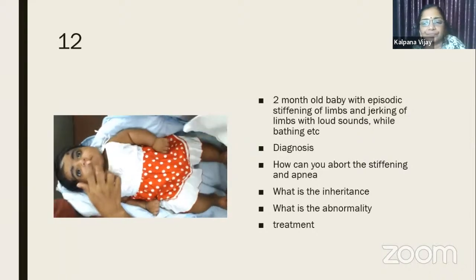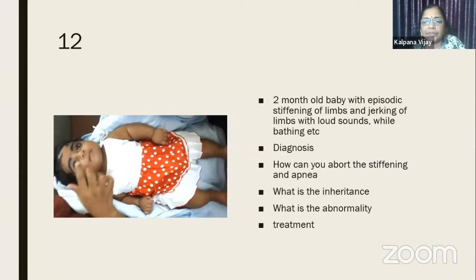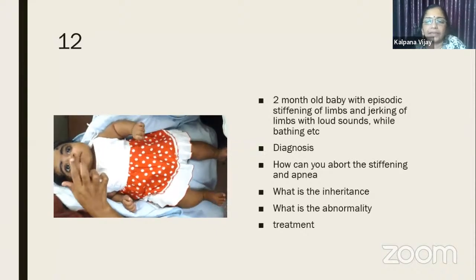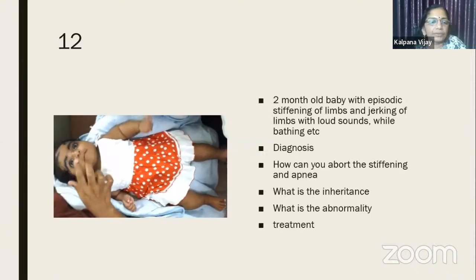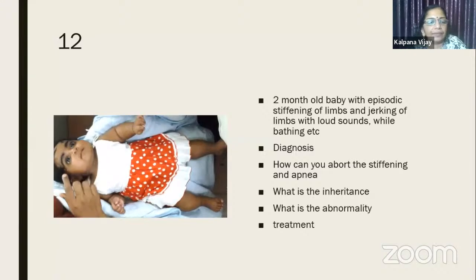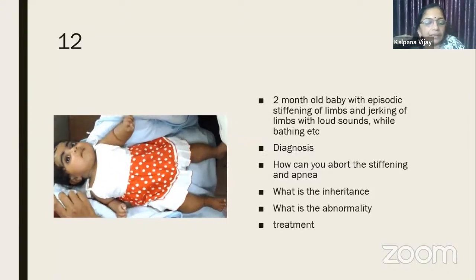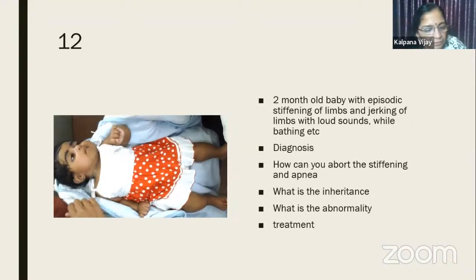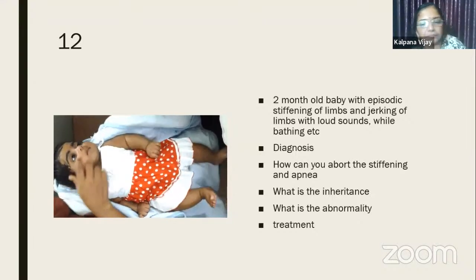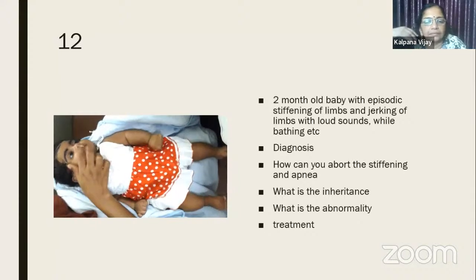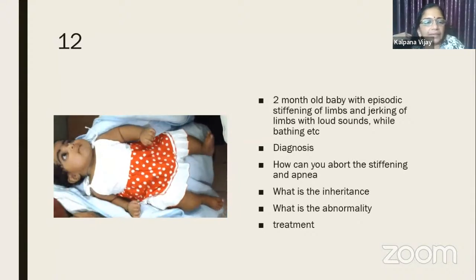What is that? So episodes of stiffening of legs and jerking with loud sounds, bathing, etc. And when we touch the nose or anywhere near this area, we are getting a startle response. And what is the diagnosis? It is hyperexplexia. How can you avoid these episodes?